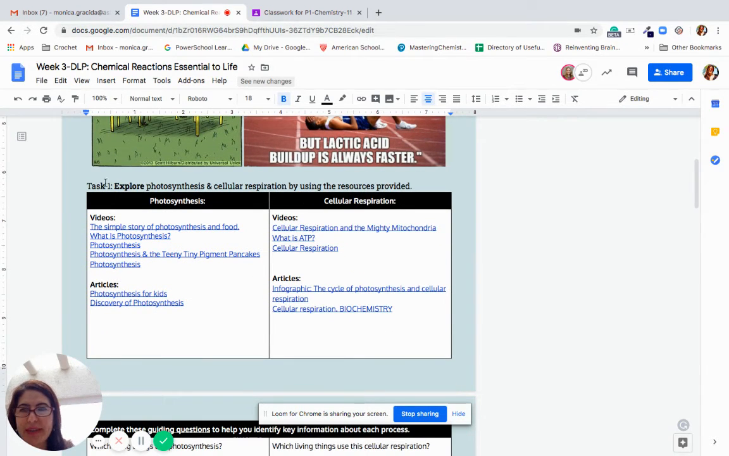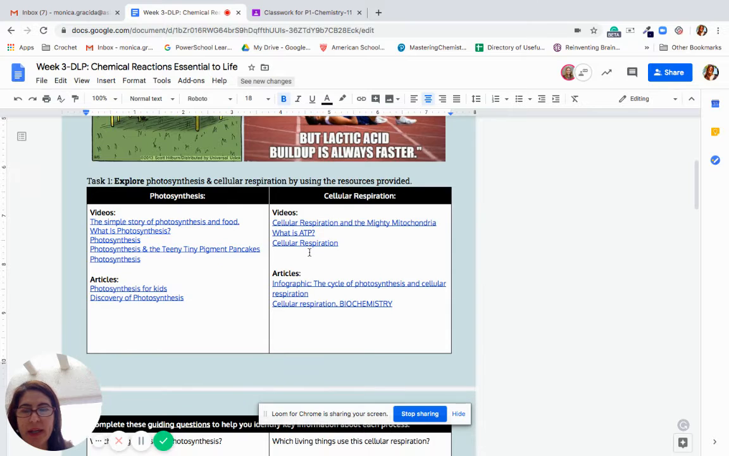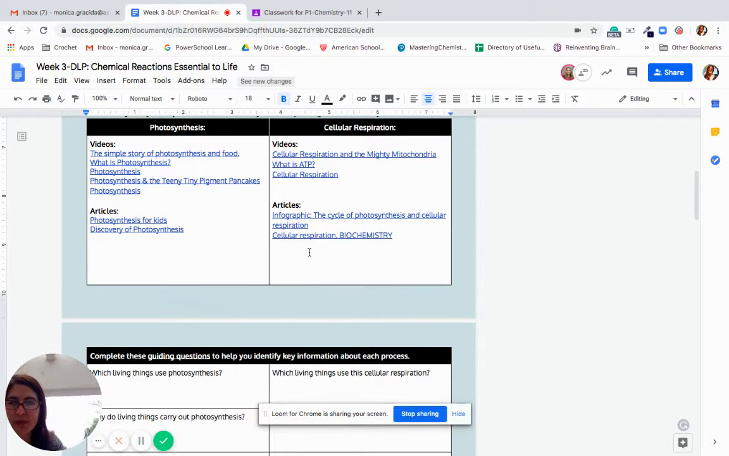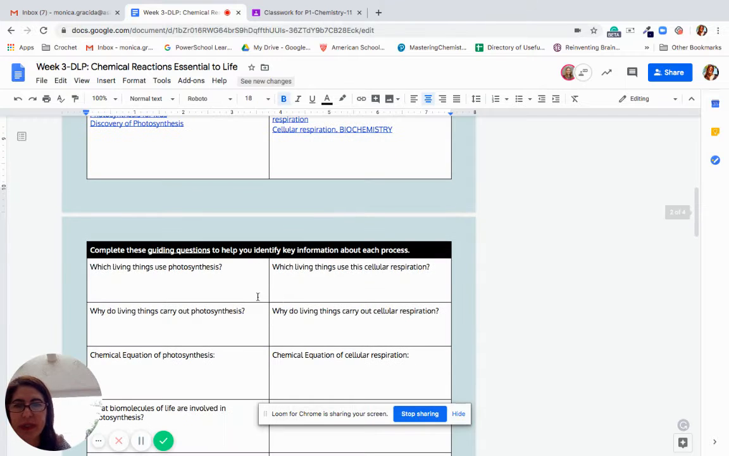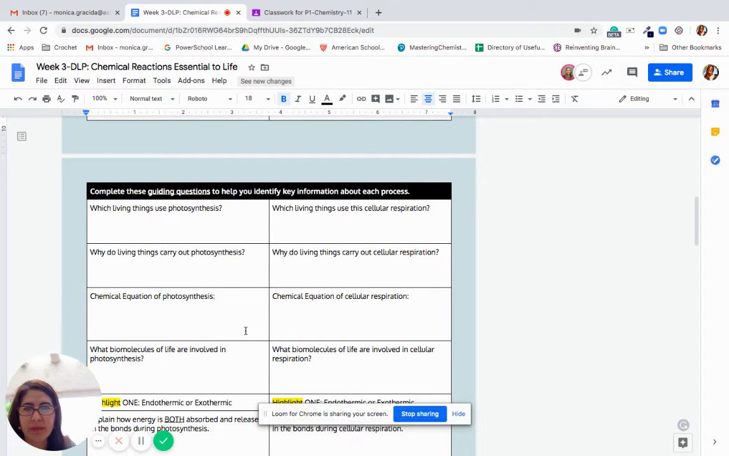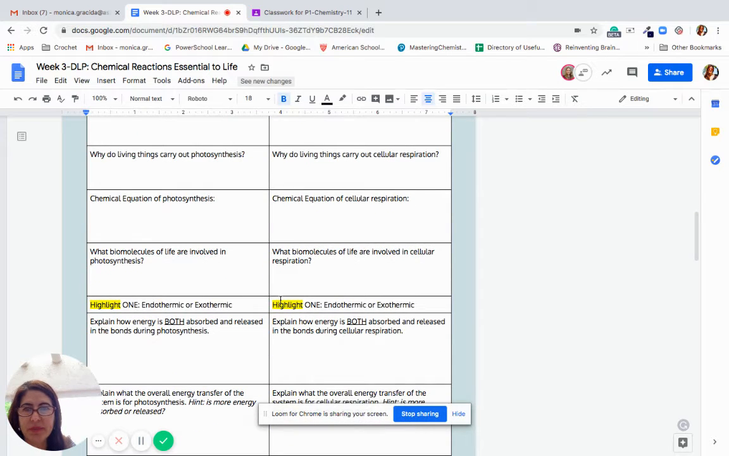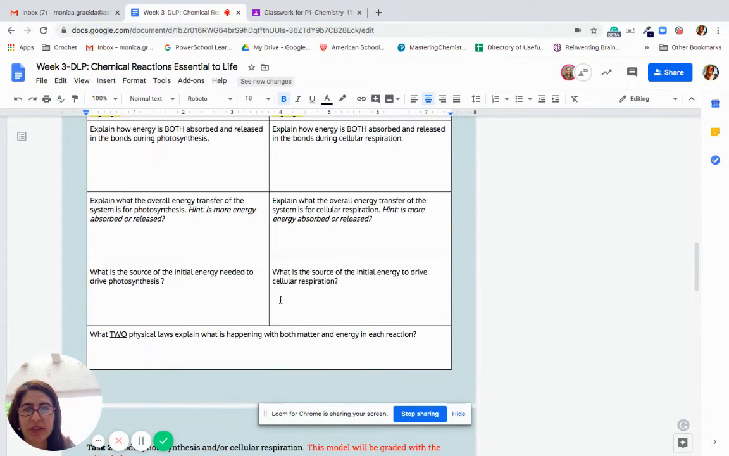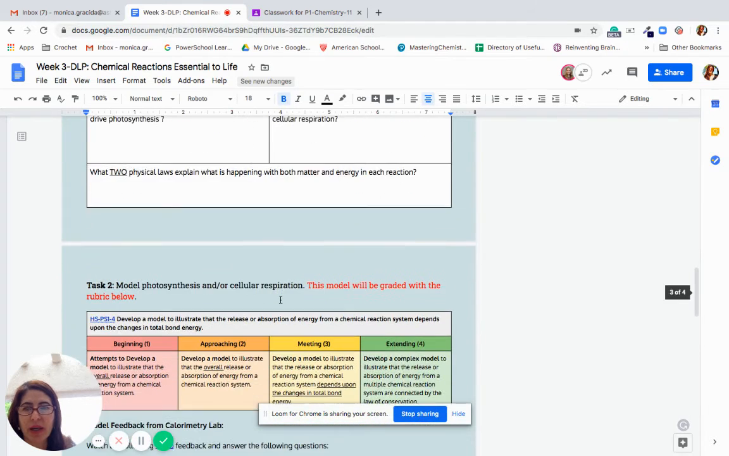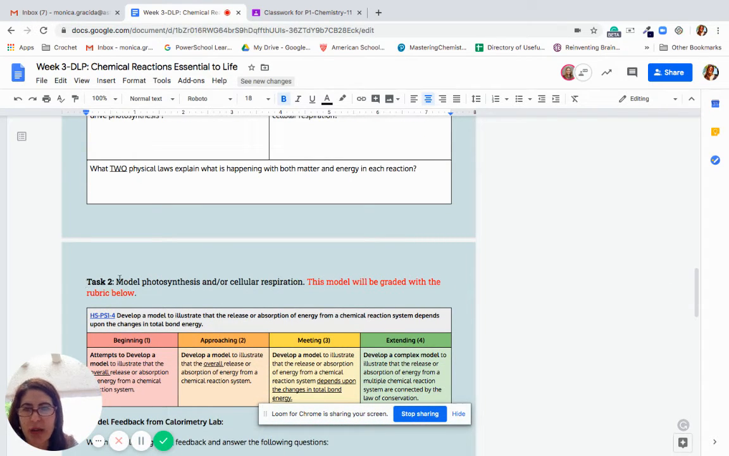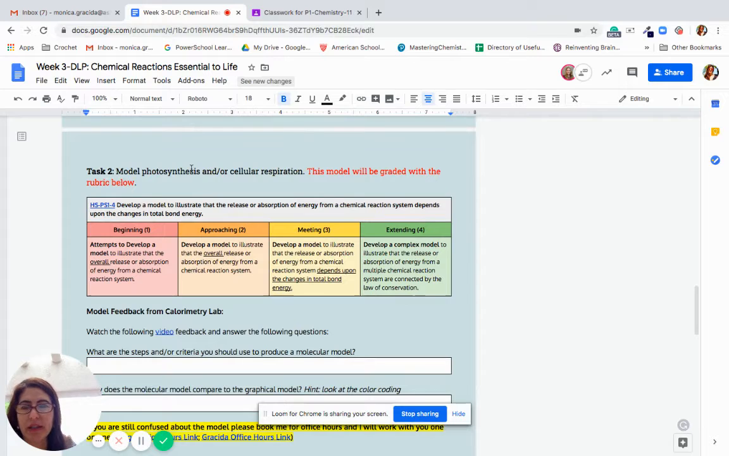So your first task is to do a little bit of research. You can use these videos and these articles you have for both photosynthesis and cellular respiration. Of course, you can also add research that you do on your own. And with that information, you're going to complete the questions. All these questions, one column for each photosynthesis and cellular respiration. Okay, that's your task 2, after you already did your research, will be to do a model, either of photosynthesis or cellular respiration, or you can do both.